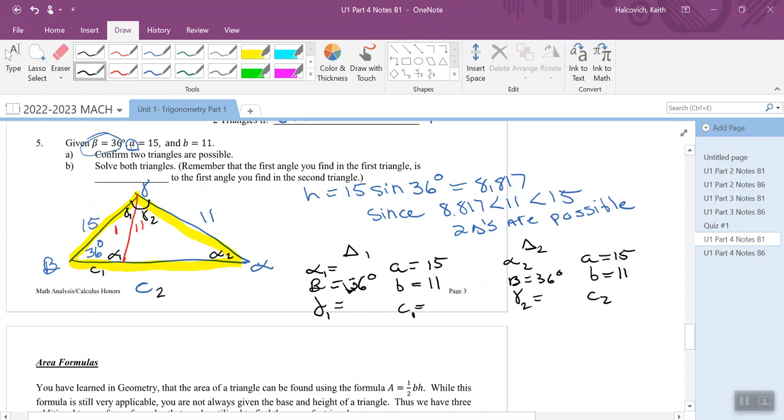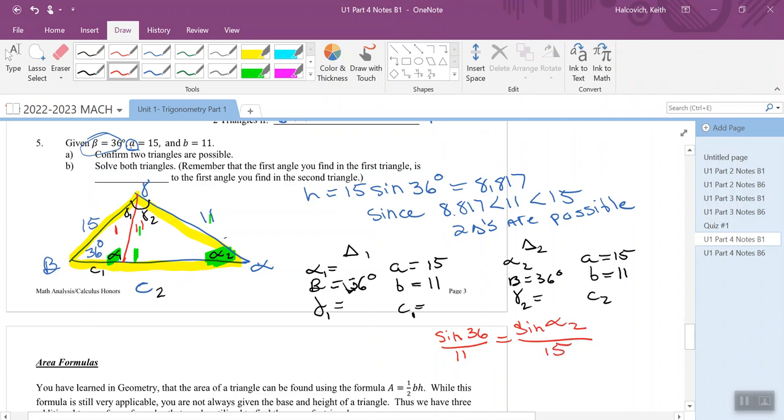So now, one thing to keep in mind is what you get for gamma 2 here is going to be supplementary to what you get, because notice this is an isosceles triangle, so that means this angle and that one are the same, which means they're going to be supplementary to gamma 1 and gamma 2. So first I got to solve for gamma 2. So I can do the law of sines. So I'm going to go sine 36 over 11 is equal to sine alpha 2, I keep saying gamma, it's alpha, over 15.